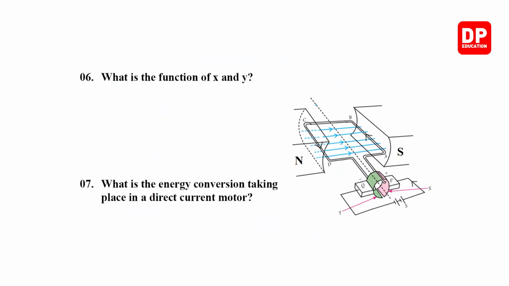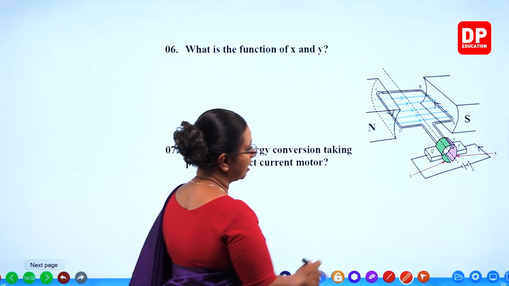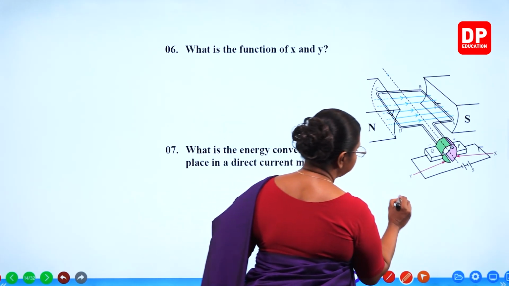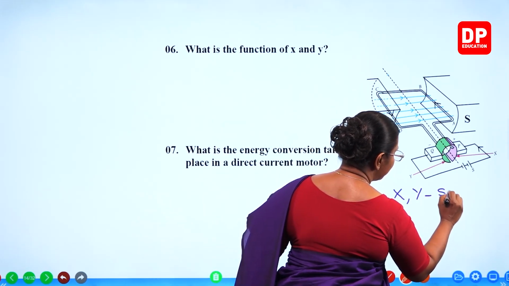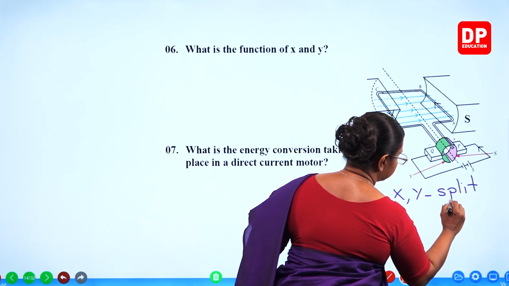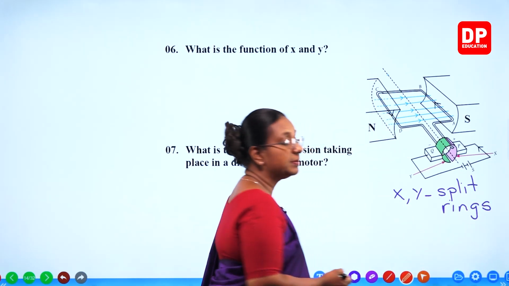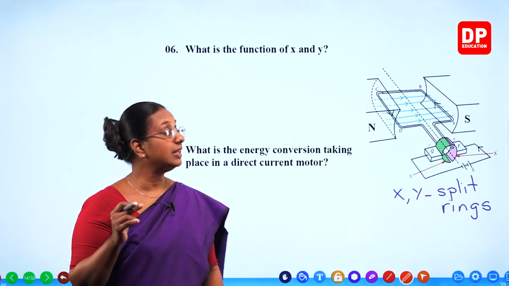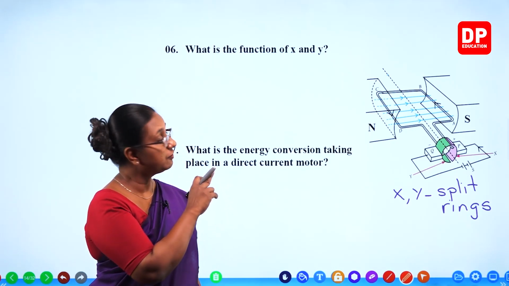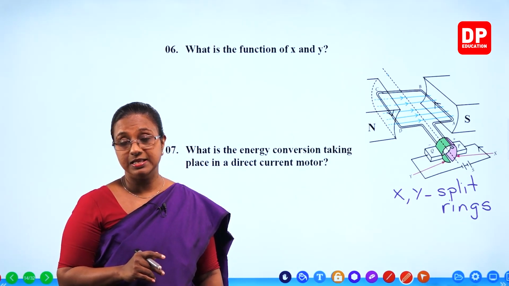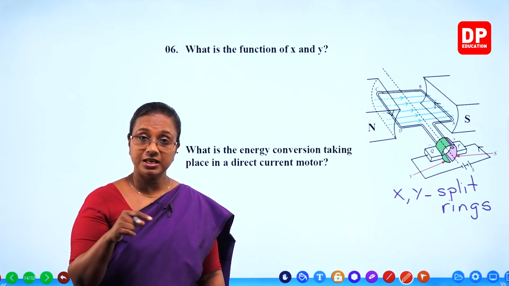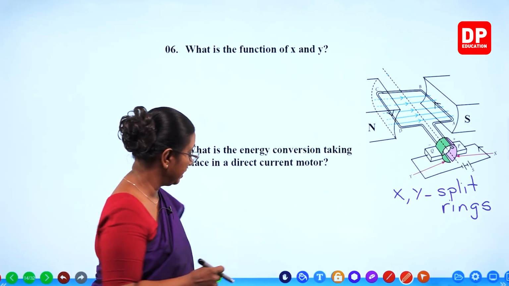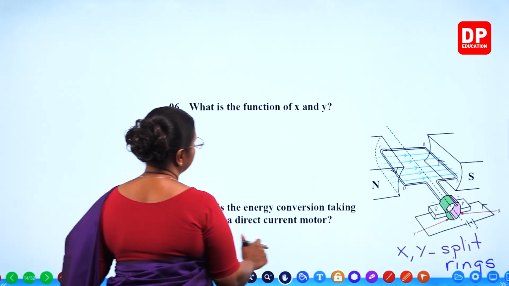Part 6. What is the function of X and Y? Now here, X and Y, I told you all, they are split rings, or what you call as commutator rings. And what is the function? They alternate the direction of current flowing through the wire loop ABCD. So initially it will flow in the direction ABCD. After half a turn, current will flow in the direction DCBA. So that is what you need to write here.